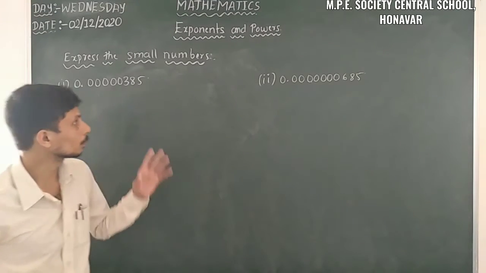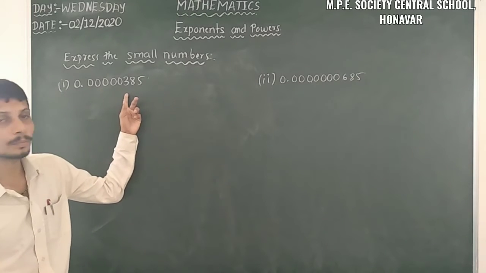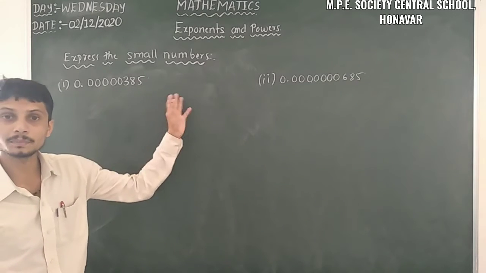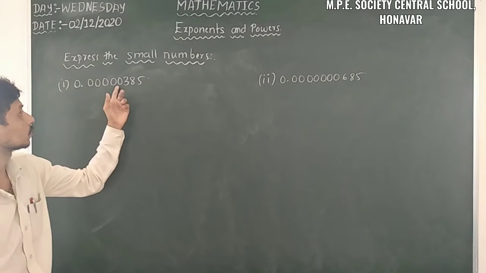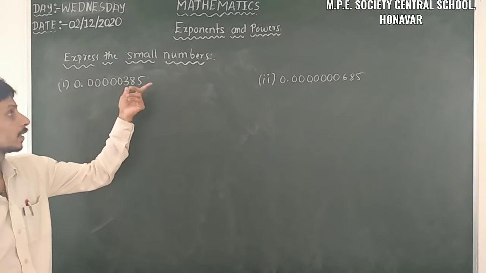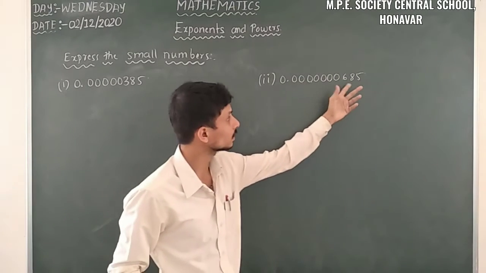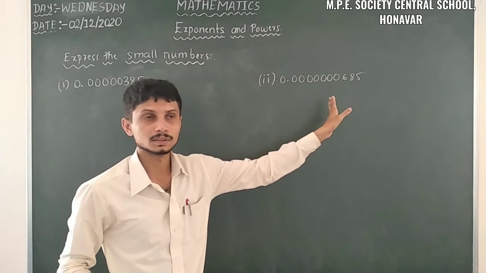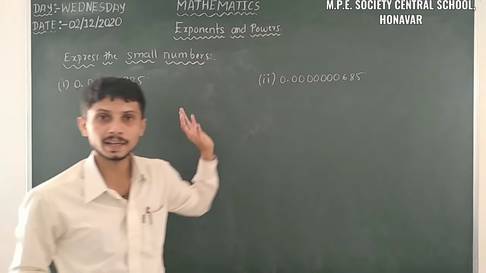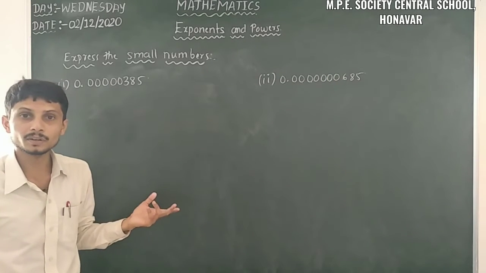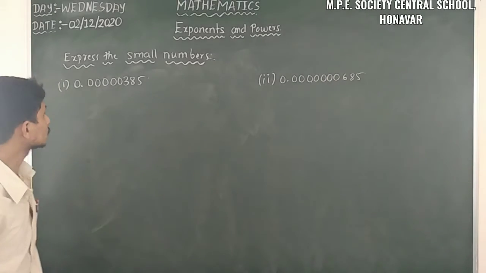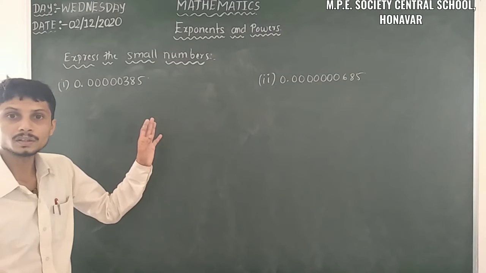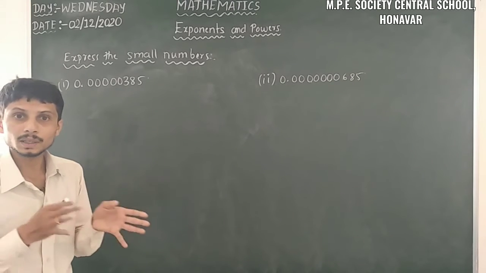So here we have 2 problems. Just observe, they are in decimal form, decimal numbers. Here we have some zeros between the decimal point and the number. We have to express these in the form of exponents. So how do we take the exponent here?